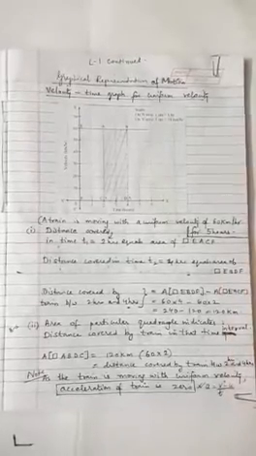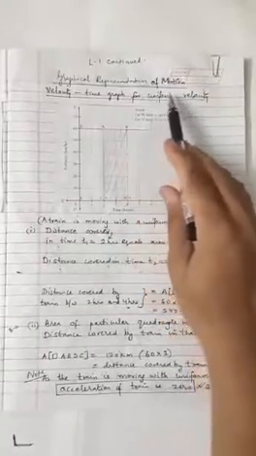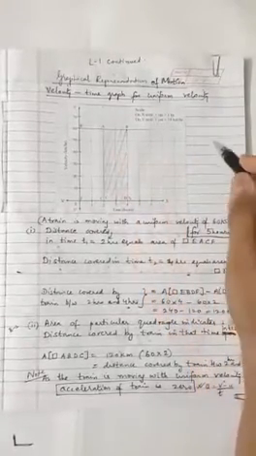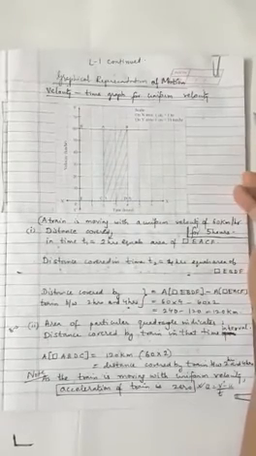Hello children, let us continue with lesson 1, that is graphical representation of motion. Now this is a velocity time graph for uniform velocity.